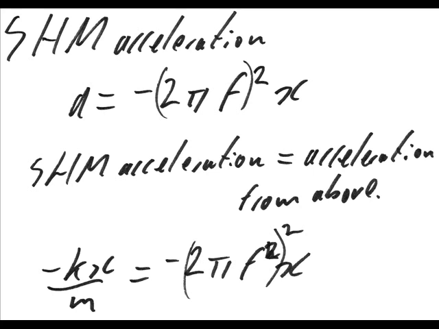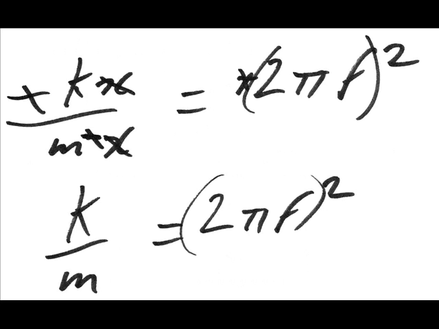Frequency equals 1 divided by time period. This means our equation now becomes k divided by m is equal to 4π² divided by T². We also square the 2π and f at the same time to get 4π² and T². We rearrange the equation and cancel terms to give us an equation for the time period of an oscillating mass on a spring as T equals 2π times the square root of mass divided by Hooke's constant.